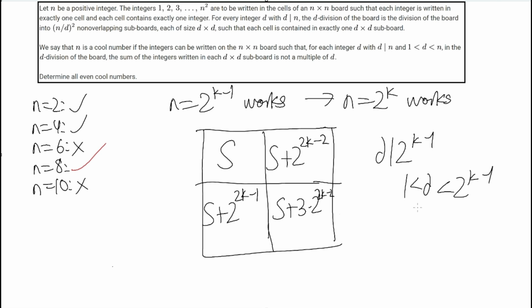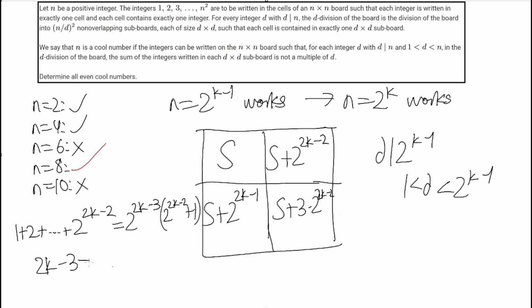And now we can just figure out what happens when d equals 2 to the k minus 1. Well, the sum of the numbers in S here is just 1 plus 2 plus all the way to 2 to the 2k minus 2, which, if we evaluate it, is 2 to the 2k minus 3 times 2 to the 2k minus 2 plus 1. And this, unfortunately, is a multiple of 2 to the k minus 1, because 2k minus 3 is greater than k minus 1 whenever k is greater than 2, and when k is greater than or equal to 2, which we are assuming is the case because we're going upwards.